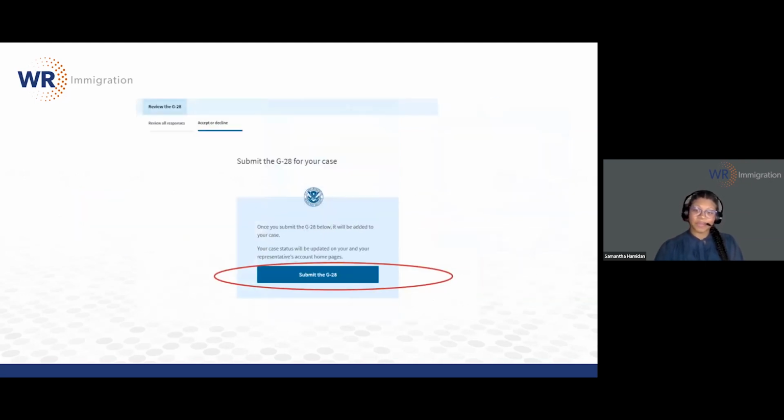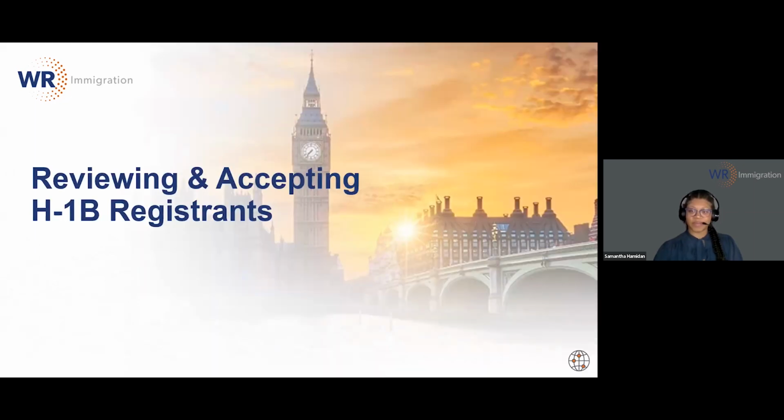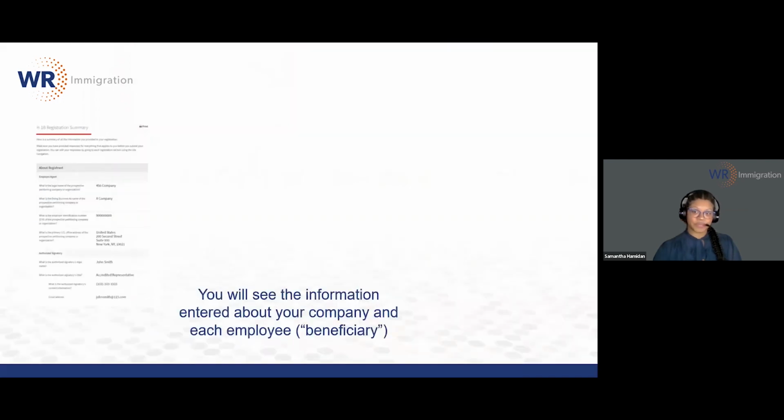You will then be directed to submit the G28 for this batch of registrations by selecting Submit the G28. In the event that additional registrations are added during the registration period, you will need to go through this process again to submit another G28. After signing and submitting the Form G28, you must then accept the H-1B registrations that WR Immigration has already pre-entered.